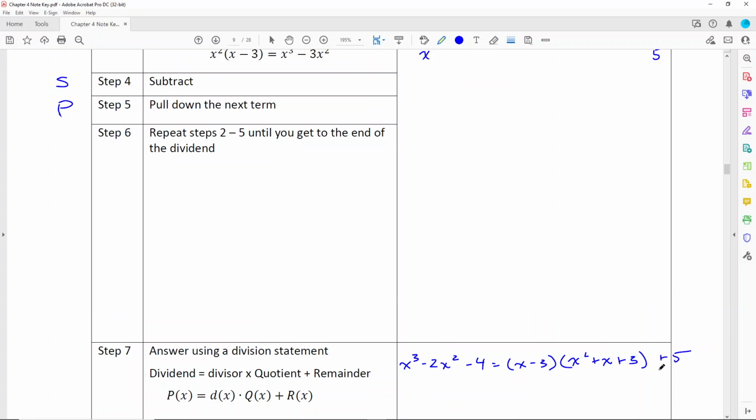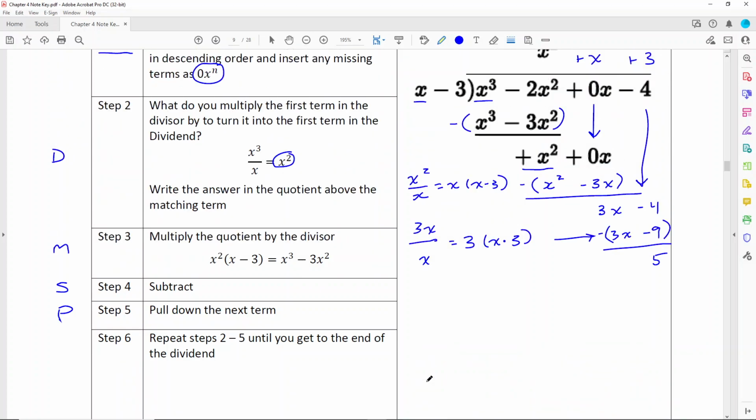So this also gives you another way of checking. If you want to check you've done it correctly, if you multiply x minus 3 by x squared plus x plus 3, and then you add 5, you should get x cubed minus 2x squared minus 4. Another way of checking would be using the remainder theorem. Let's see if we can get that remainder of 5.